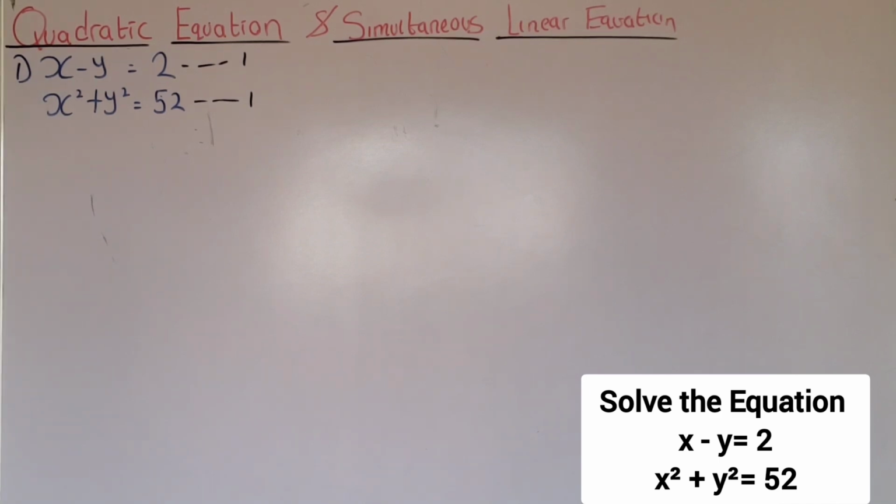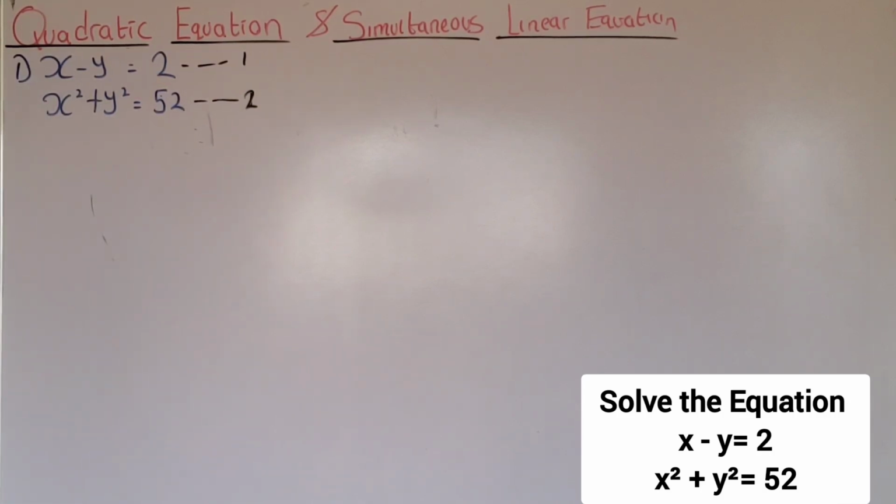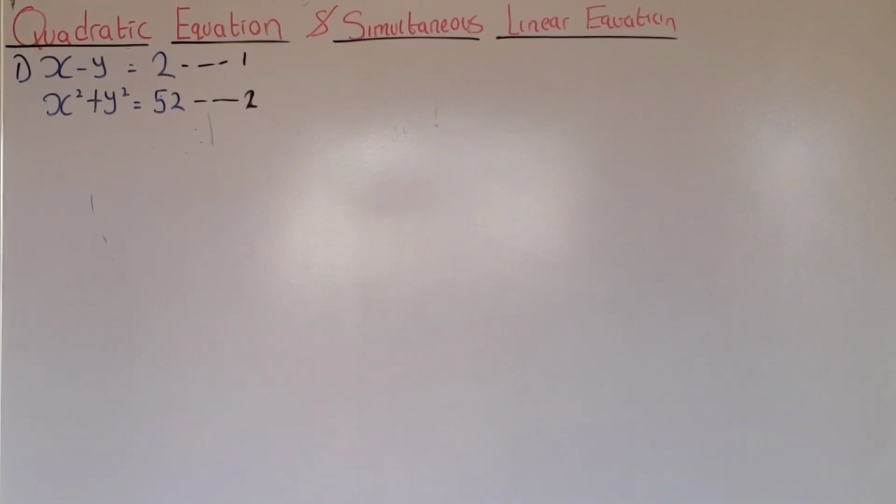Now, if you come across this question in an exam, how will you solve it? I'm going to show you two methods, so I want you to pay attention. This is the first method. You have to make one of the unknowns the subject of the relation in the linear equation that you are given. These two equations are quadratic and linear, but the first equation is linear, so it is easy to make one of the unknowns the subject of the relation.